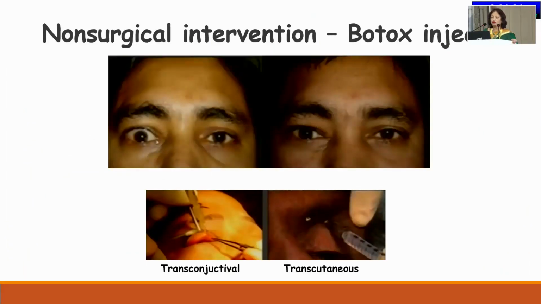So this is a Botox injection. It can be given transcutaneous as well as transconjunctival, but I prefer the transconjunctival in such cases because sometimes it gives you better results.